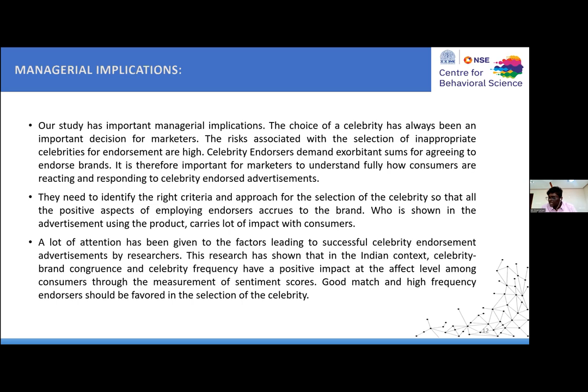A celebrity who is shown in the advertising using the product carries a lot of impact with the consumer. A lot of attention has been given by researchers to the factors leading to successful celebrity endorsement advertisements. This research has shown that in the Indian context, celebrity-brand congruence and celebrity frequency have a positive impact at the affect level among consumers, through the measurement of sentiment score. A good match and a high frequency endorser should be favored in the selection of celebrity.